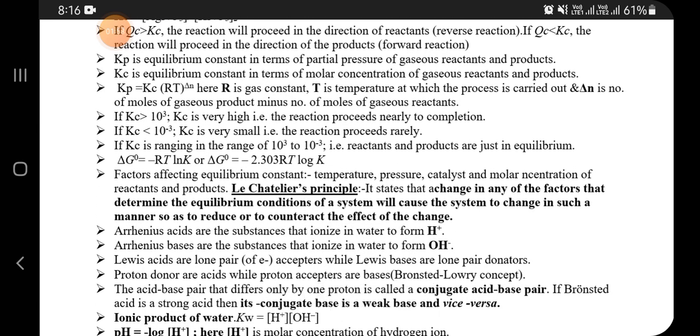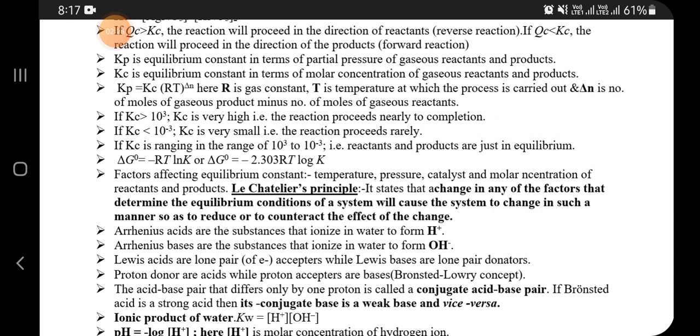Then if Kc is greater than 10 raised to power 3, Kc is very high, that is the reaction proceeds nearly to completion, and if Kc is less than 10 raised to power minus 3, then Kc is very small and the reaction proceeds rarely. If Kc is in the range of 10 raised to power minus 3 to 10 raised to power 3, that is reactants and products are just in equilibrium.